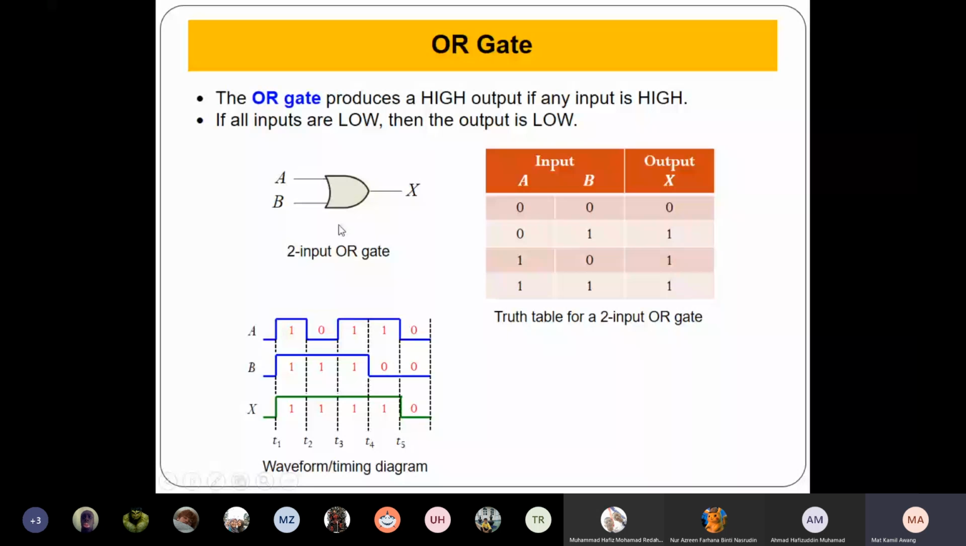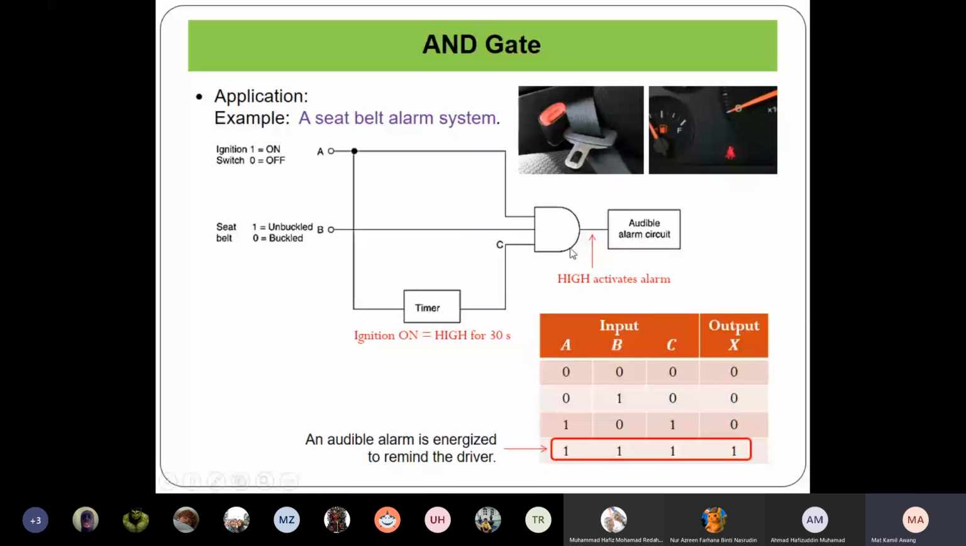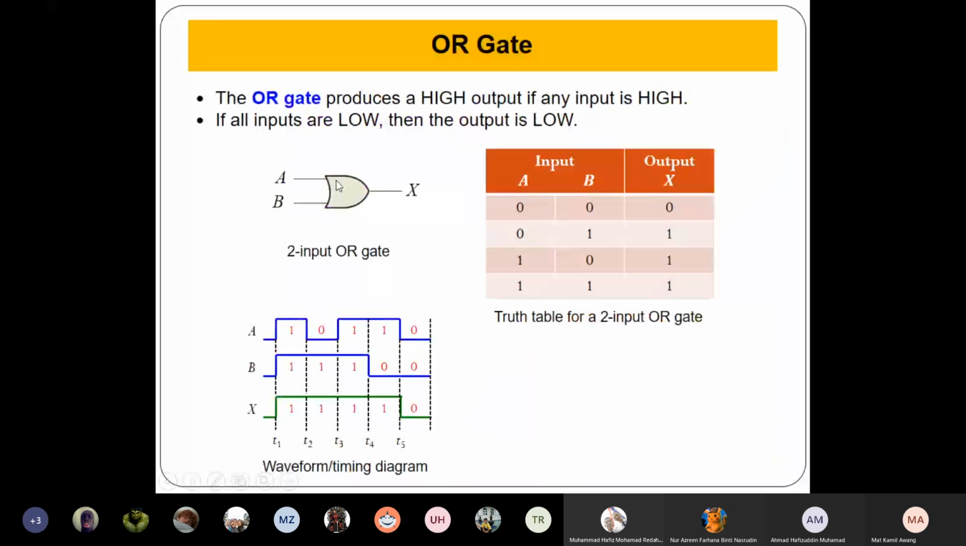So the symbol is like this. You have this curve. If you compare with the AND gate, you have a straight line, right? But for the OR gate, it's like this. A and B, A or B is X. So this is the truth table.